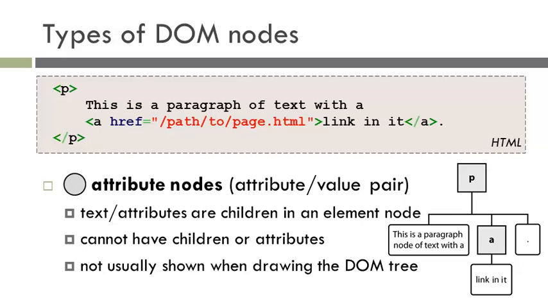In this example here, we have a p element node with 3 children. The first child is a text node that contains the text of the paragraph. The second child is another element node that also contains an attribute node. The third child of the paragraph node is another text node.